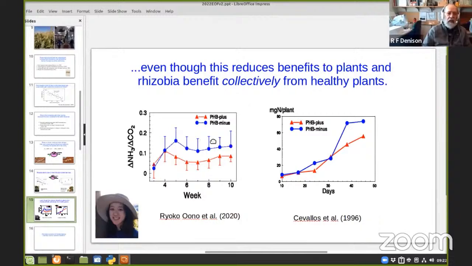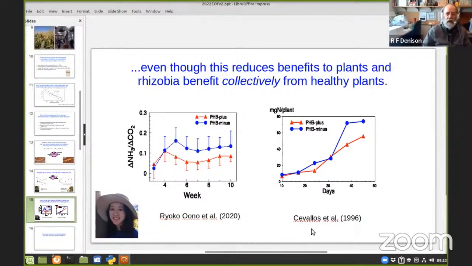The blue is a strain that was mutated so that it doesn't divert resources away from nitrogen fixation into its own use. And you can see that it's providing substantially more nitrogen benefit relative to its cost.